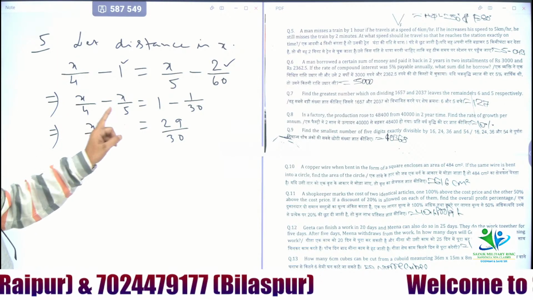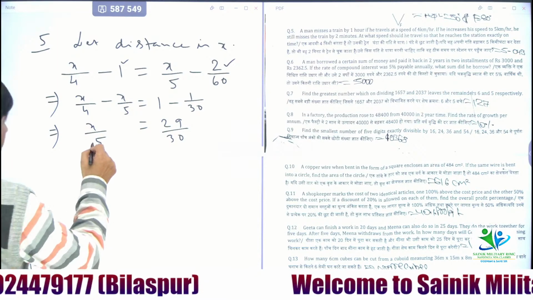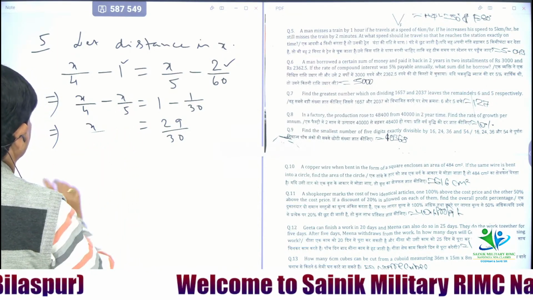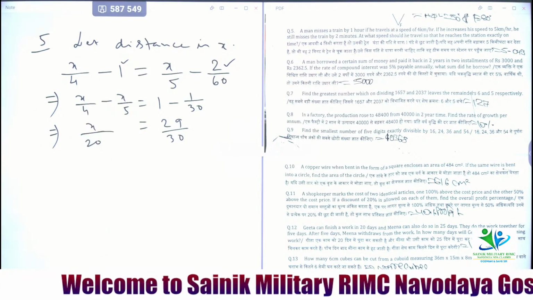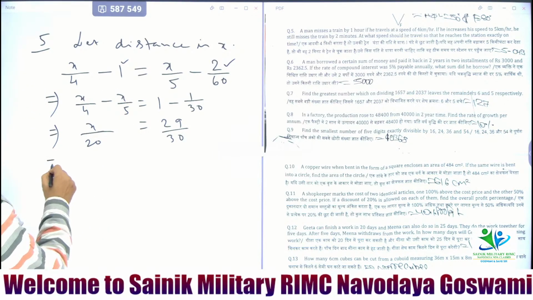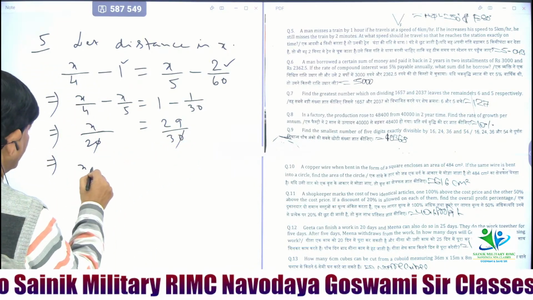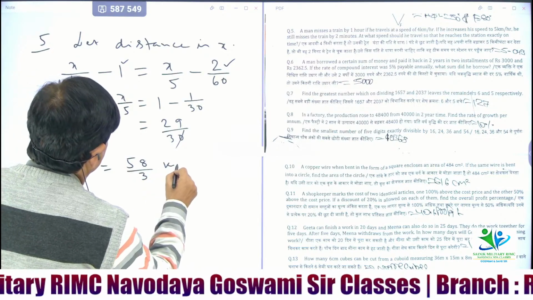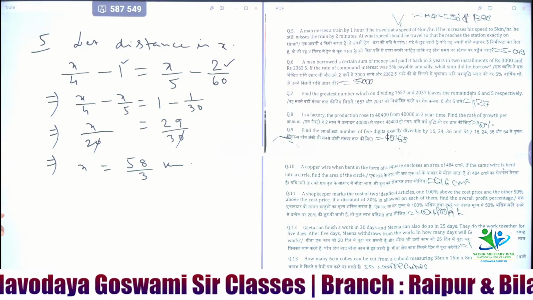Four and 5. Take the LCM, and LCM is here 20. This LCM is 20, and here 5x minus 4x, that is x. And from here you can calculate the value of x. 0 is cancelled here, and x is equal to 58 by 3 kilometer. The actual distance he covered is 58 by 3.